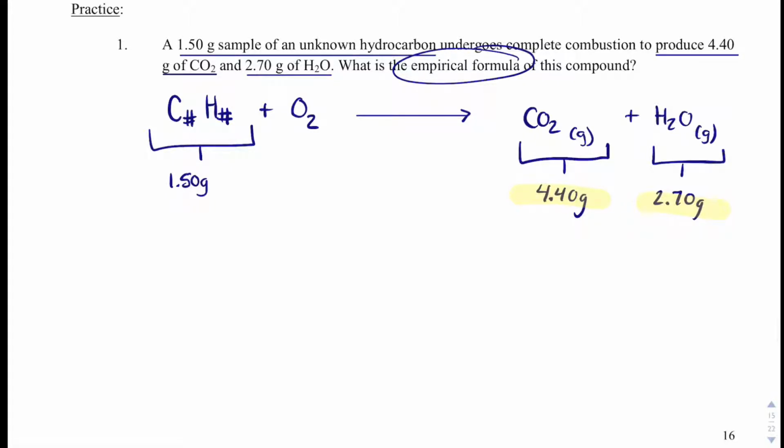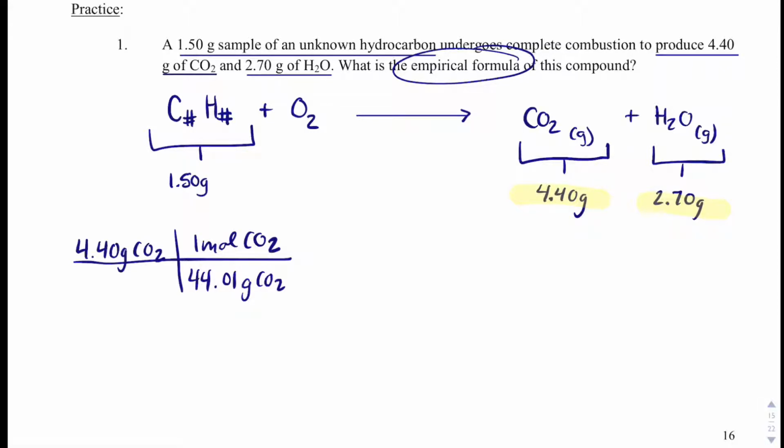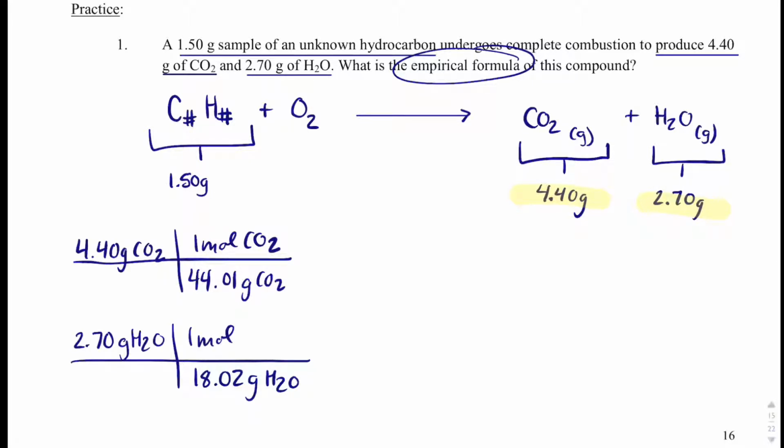just mass to moles, and I will take my 4.40 grams of CO2, and I will convert that to moles. There's 44.01 grams of CO2 in 1 mole of CO2. And then I'm going to take 2.70 grams of water, and I'll convert that to moles of water. There's 18.02 grams of water for every 1 mole of water.